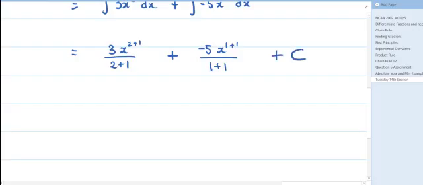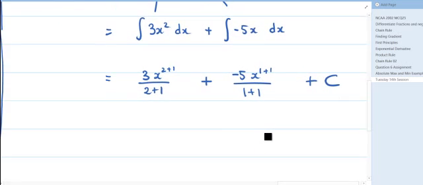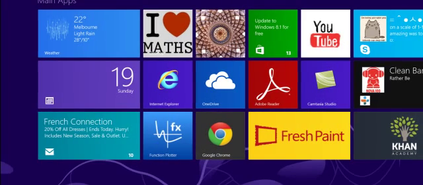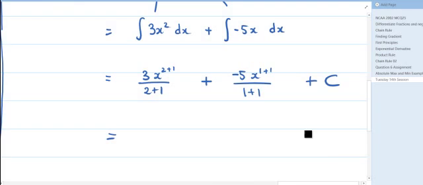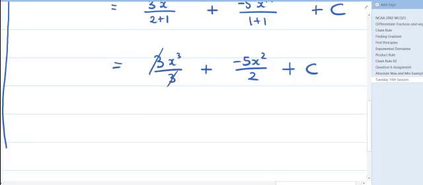Remember, c is just a constant. We just don't know what that c is for now. So that's why you always have to put the plus c. So this now gives me an answer of 3x cubed over 3 plus negative 5x squared over 2 plus c. Conveniently, the 3s cancel out, and that gives me an answer of x cubed minus 5x squared on 2 plus c.